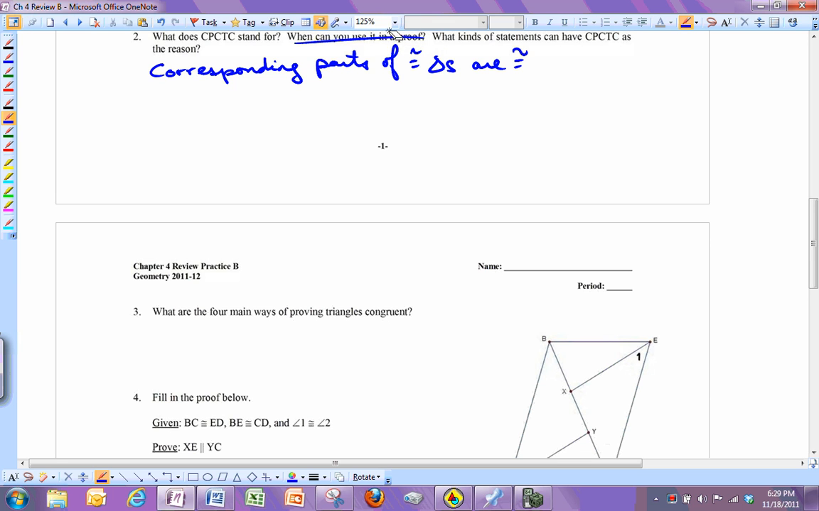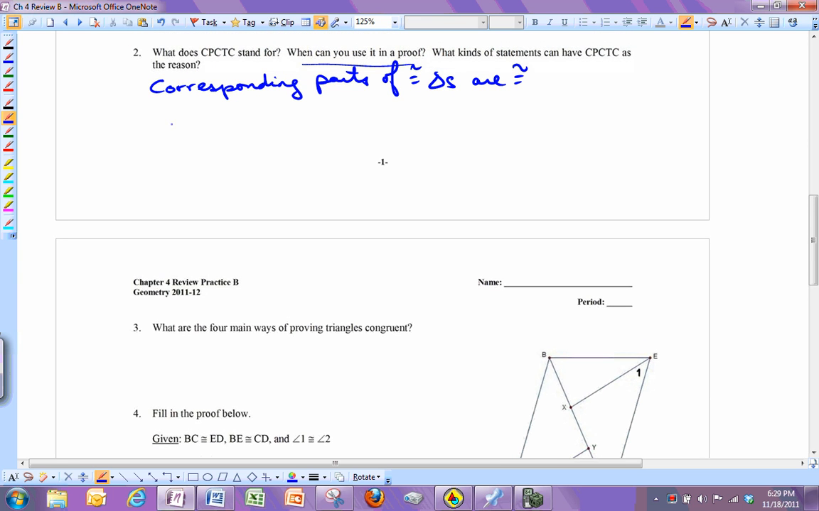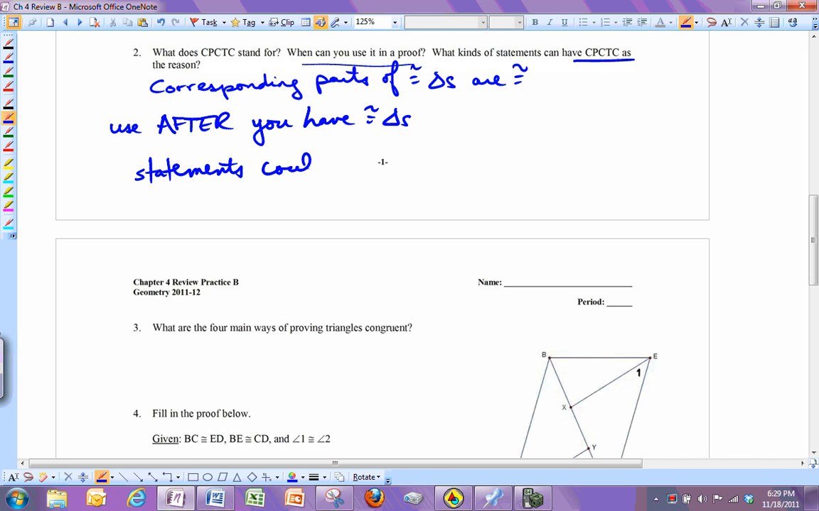Ooh, looks like I crossed that off. Meant to underline it. You can use it in a proof. Use it after you have congruent triangles. And what kind of statements have it as the reason? Well, if CPCTC is your reason, then the statements could be one of two things. It could be a side congruent to a side, or an angle congruent to an angle.